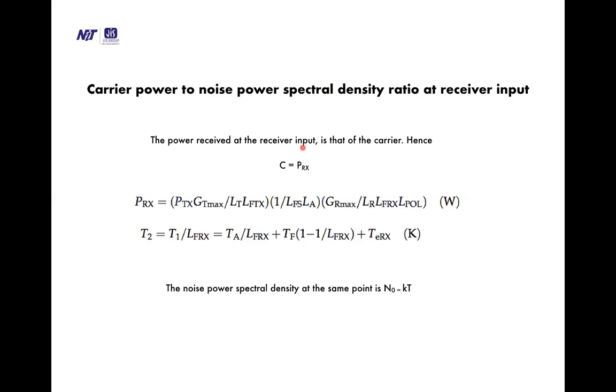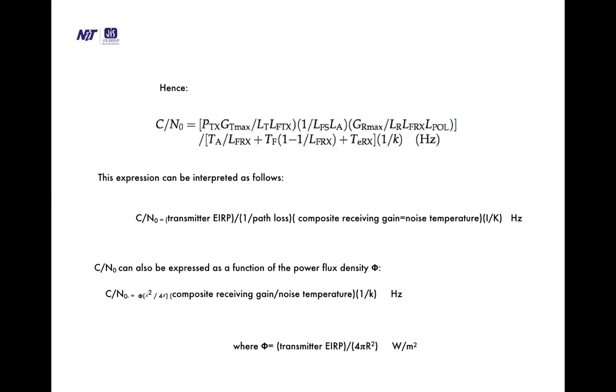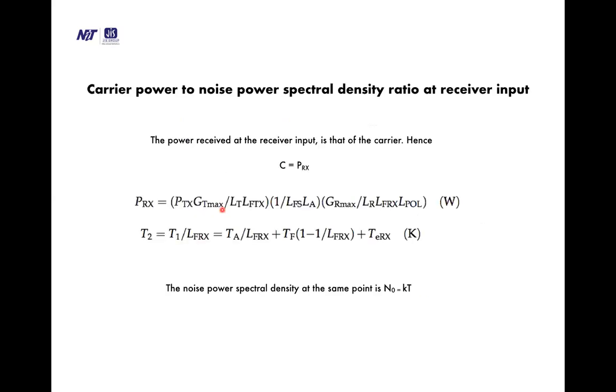The power received at the receiver input is that of the carrier. Hence, carrier is equal to PRX, because the carrier is the main source of power when the signal is transmitted. So carrier power is equal to receiver power. We have already found this in the earlier section, and in the earlier slides we have calculated T2 is equal to this. Thus, the noise power spectral density at the same point, N0, is equal to KT. Hence C by N0, where C is equal to PRX and N0 is equal to K into T. In place of T, we can write this.